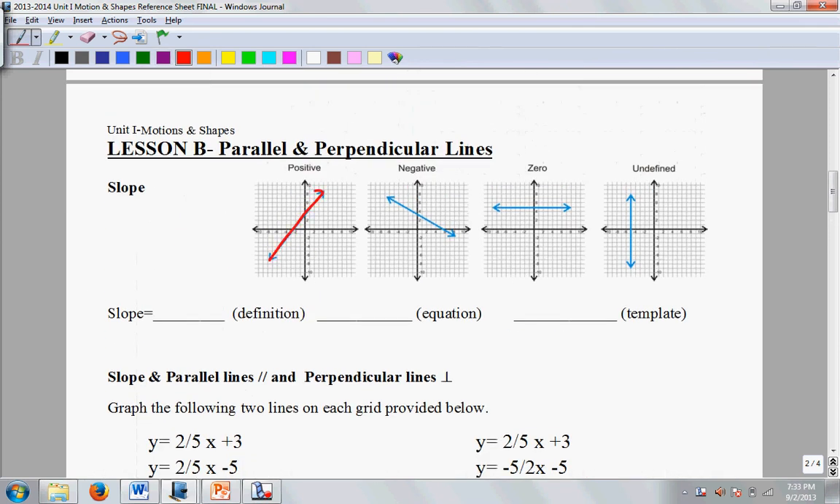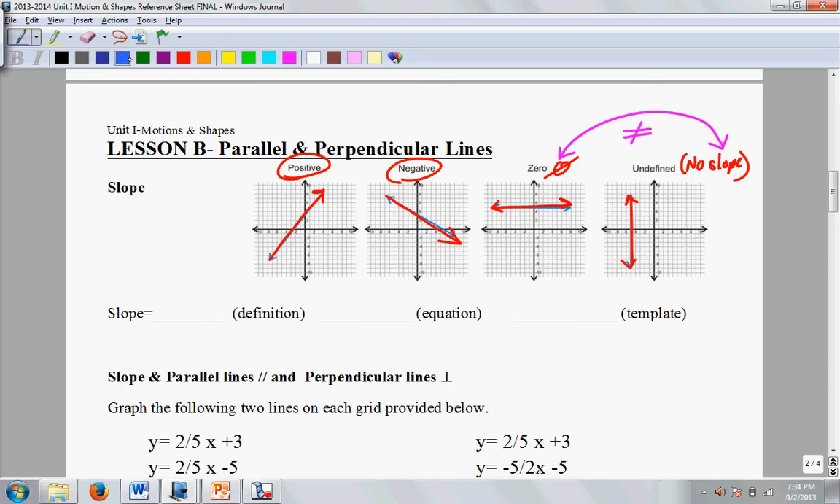When a line tilts upward from left to right, that's positive. Downward from left to right, that's negative. If it is completely horizontal, it is 0. And if it is completely vertical, it's also called undefined or no slope. Please make note that 0 slope and no slope are not the same thing.